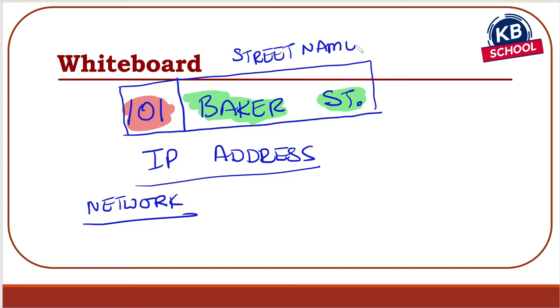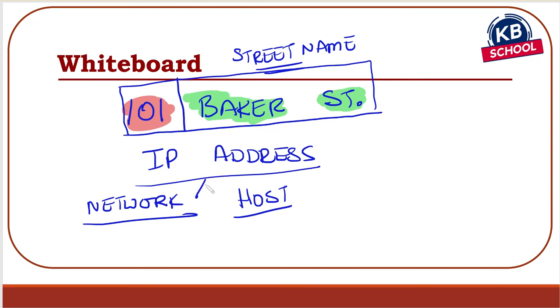So every device on that particular street will have the same street name. Similarly, all the different devices on that network will have the same network address. But on that street, each building will be uniquely identified. That address, in terms of networking, is known as the host address.